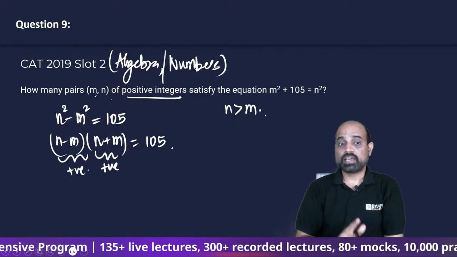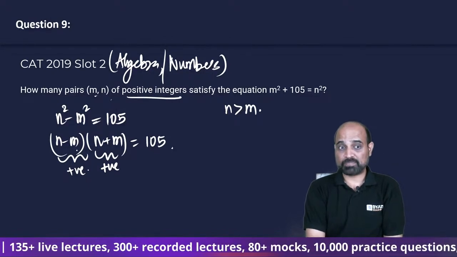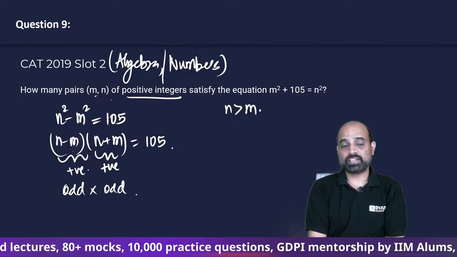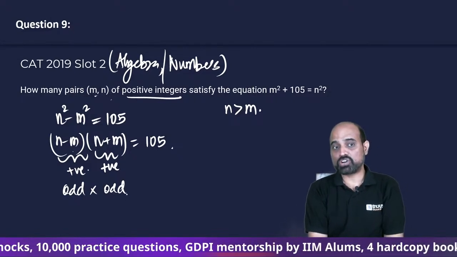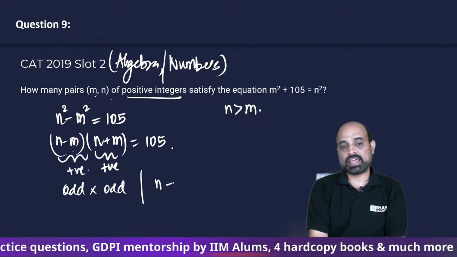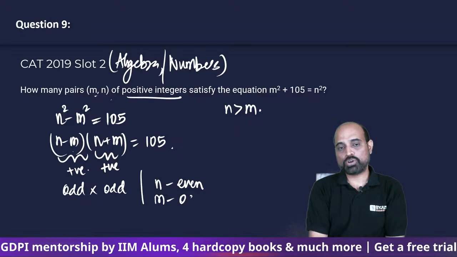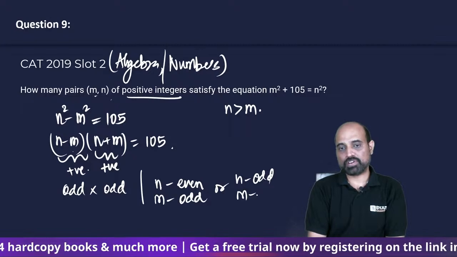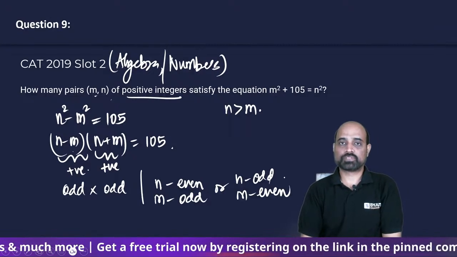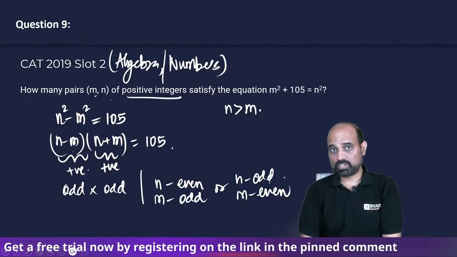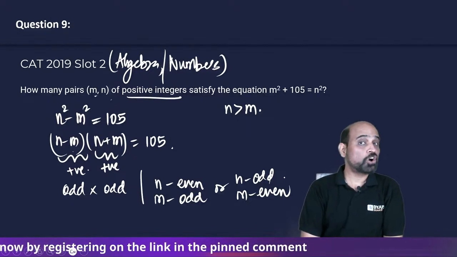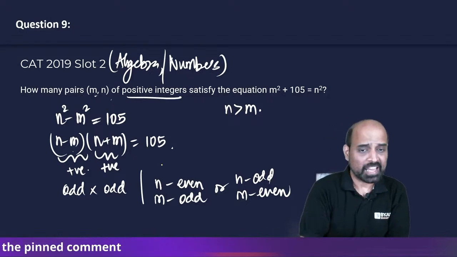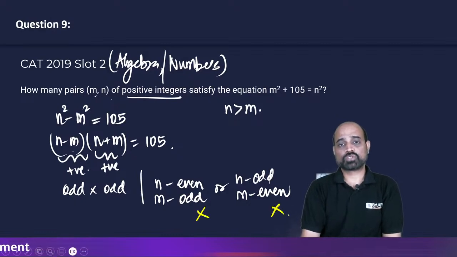Another thing is, since the product is 105, that means each of n minus m and n plus m is going to be odd, right? Which means n minus m is odd and n plus m is odd, which means n will be even and m odd, or n will be odd and m even. Right? Odd into odd gives you odd. Difference of two numbers, if it is odd, their sum is also odd. If their difference is even, their sum is also even. So these two are not possible at all. So the answer is 0.